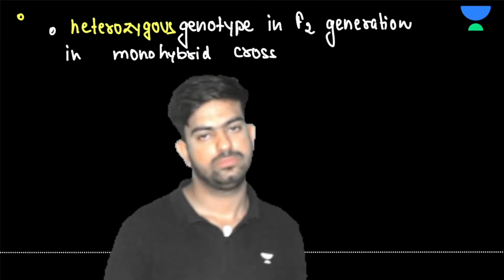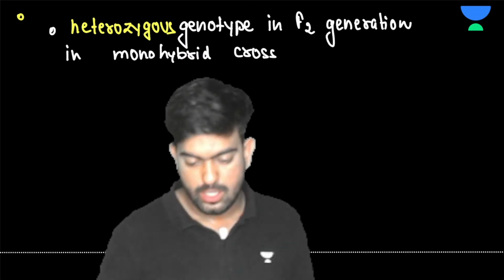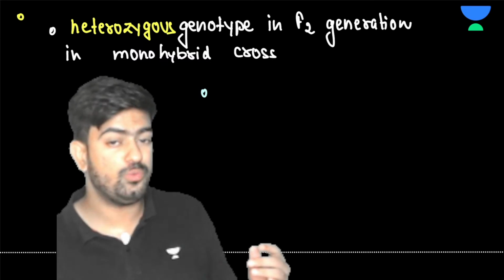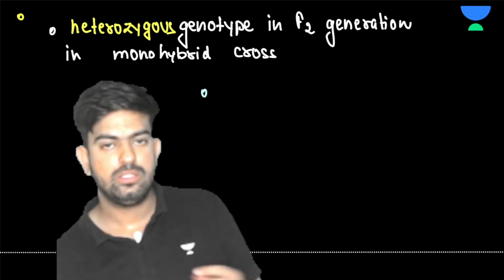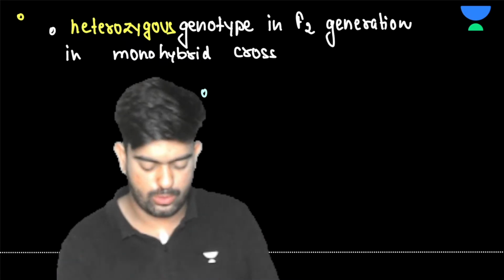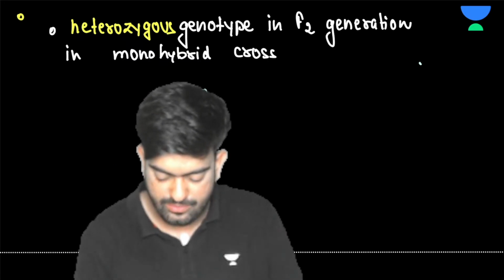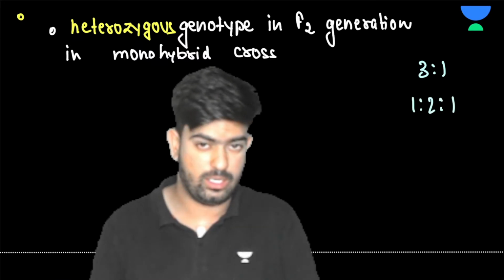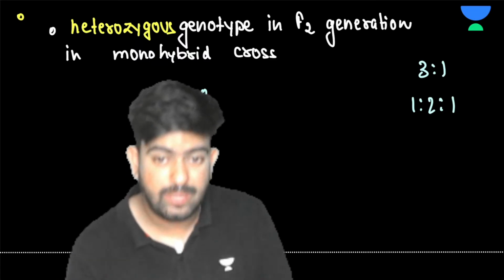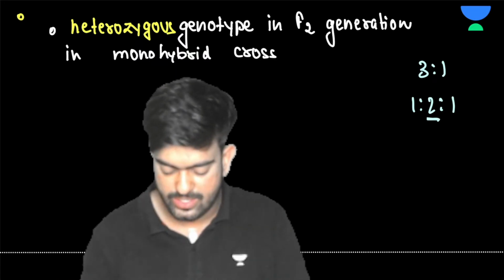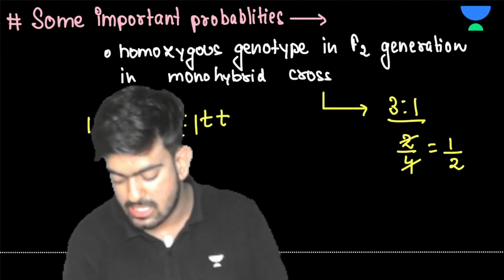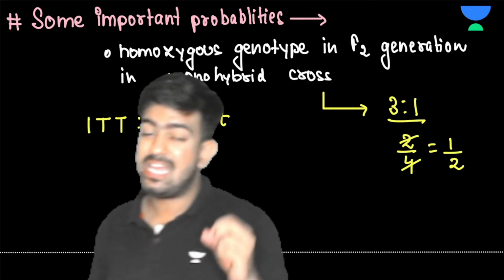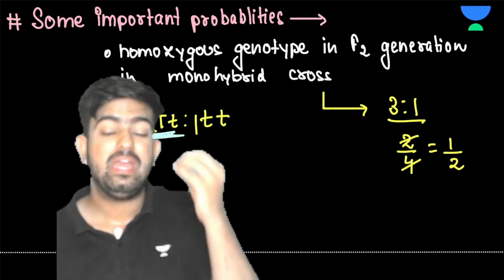Done? Lots of time I have given. Now let's solve it. So here, sir, we will be having again 3:1 phenotypic ratio, 1:2:1 genotypic ratio. Total number of plants we have is 4. And the ratios were 3:1 phenotypic ratio and 1:2:1 genotypic ratio. So in genotypic ratio, this is the part which is having heterozygous genotype.